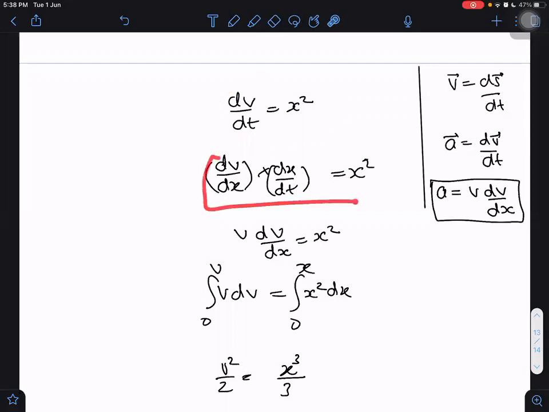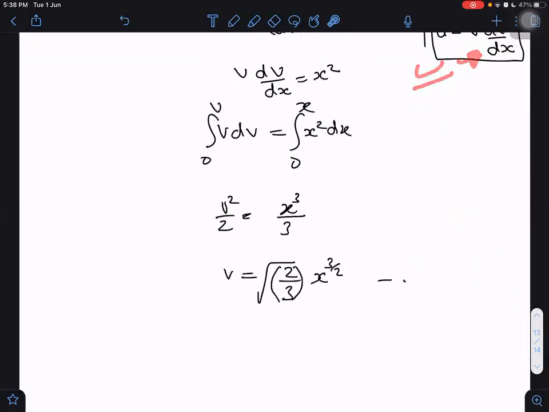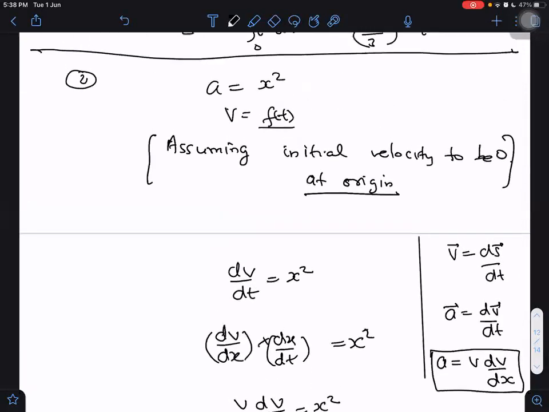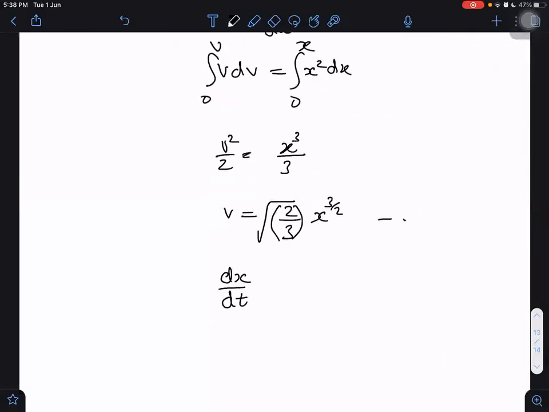First, we can't even integrate if we don't change the variable from time to x. And how do we change this? We write acceleration as v into dv by dx. What next? Now we can put v as rate of change of x with respect to time. The particle is moving along the x-axis here. What do we get then? Root of 2 by 3 into x raised to power 3 by 2.